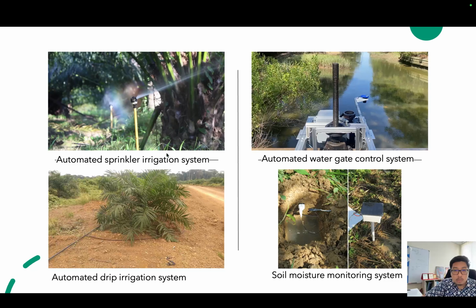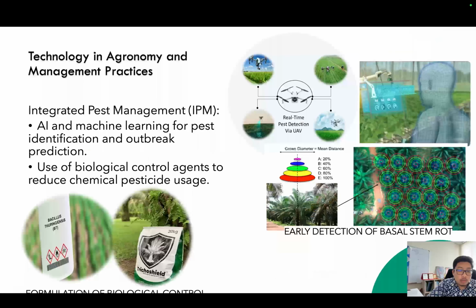Kena ada sensor lah semua ni. Automated drip irrigation and sprinkler ni, the humidity sensor, soil moisture monitoring system. You can use the sensor as well to monitor the soil moisture. Technology in agronomy and management practices. The other practices are the integrated pest management, IPM.